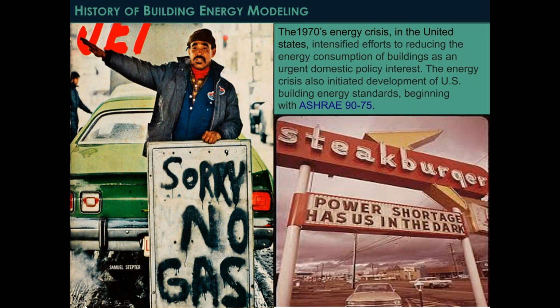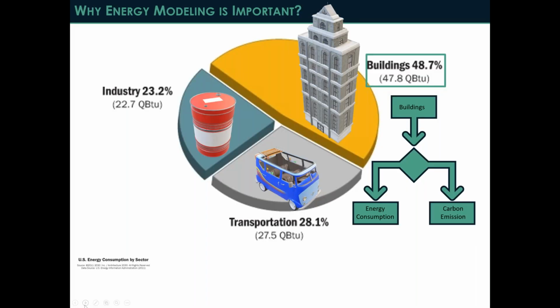But it accelerated, and it came into very important, urgent domestic policy interest since the 1973 energy crisis in the United States. That was the time the first standard, ASHRAE 90-75, was implemented and introduced to go through energy efficient buildings, which was very important and helped us to accelerate building energy modeling and simulation.